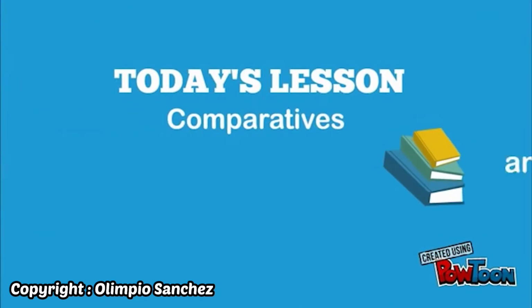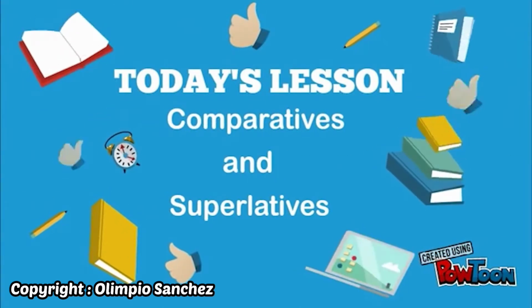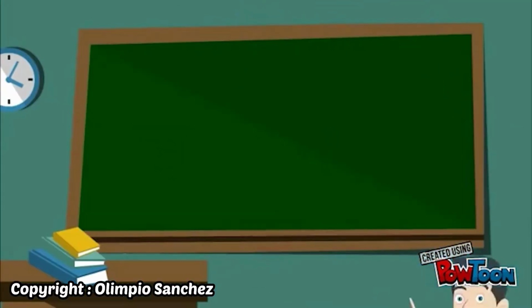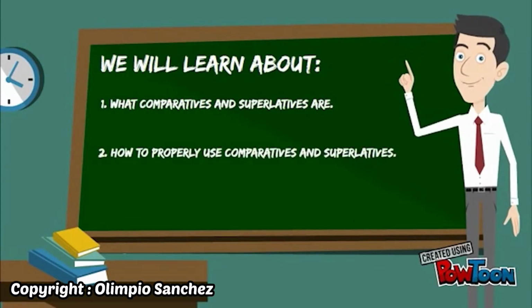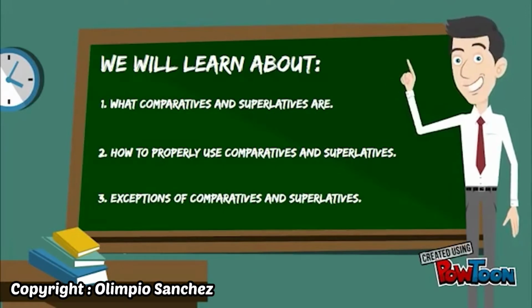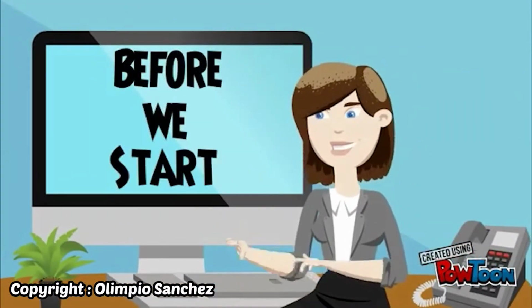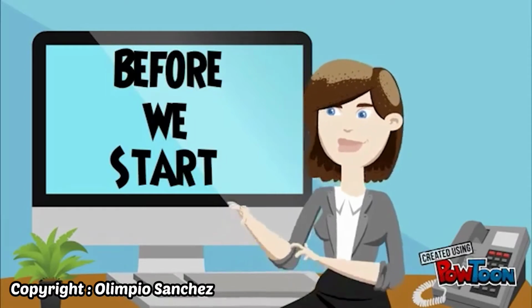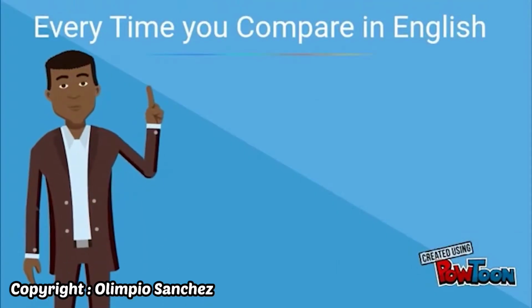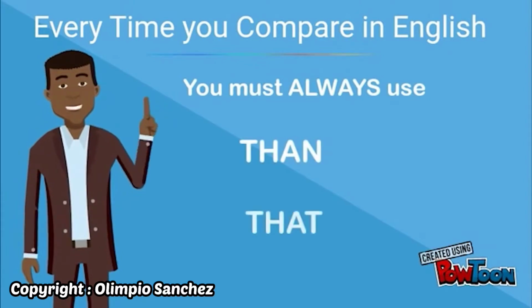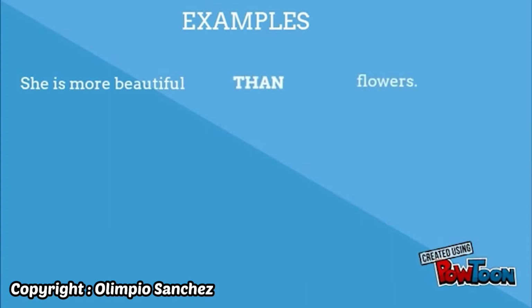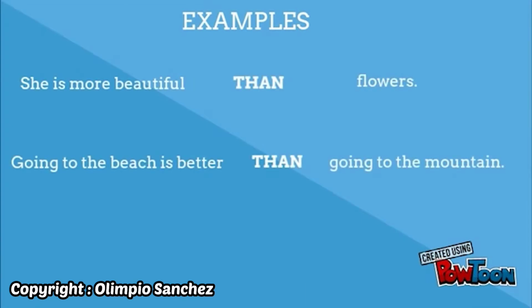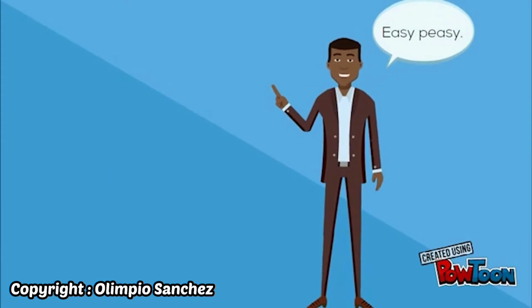On today's lesson, we'll be covering comparatives and superlatives. We will learn about what comparatives and superlatives are, how to properly use them, and some exceptions. However, before we start, I need you to know something. Every time you compare in English, you must always use than instead of that. For example, she is more beautiful than flowers. Going to the beach is better than going to the mountain. I prefer soda than orange juice. See? Easy peasy. Let's start now.